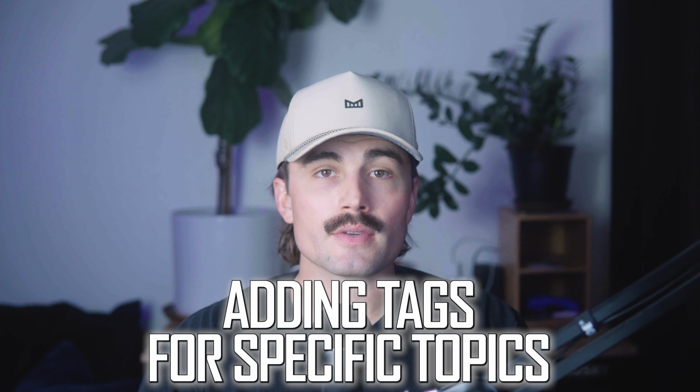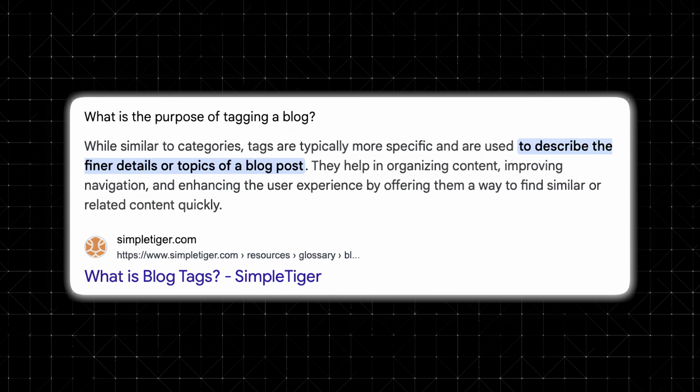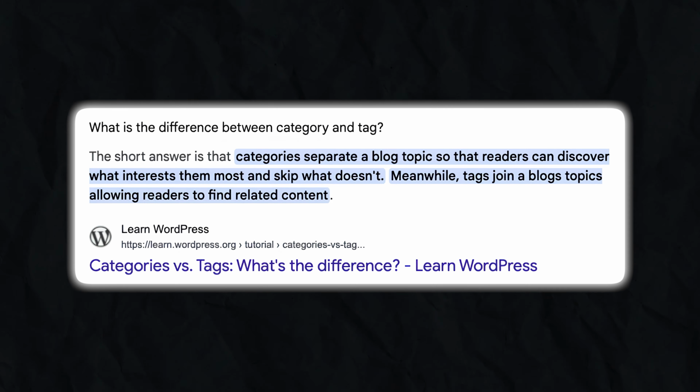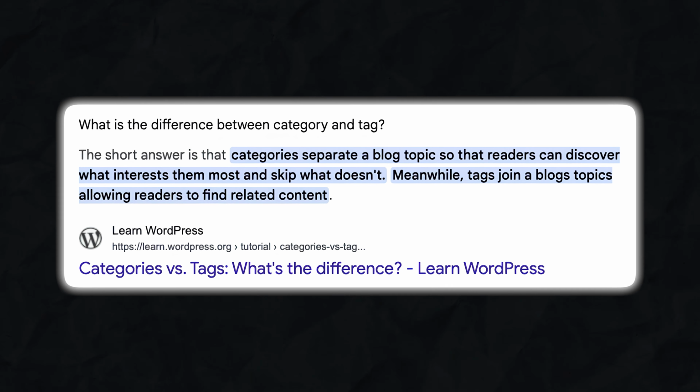Adding tags for specific topics. Tags describe specific aspects of your post and can cross categories. While categories act as your blog's chapters, tags act like keywords that highlight details.